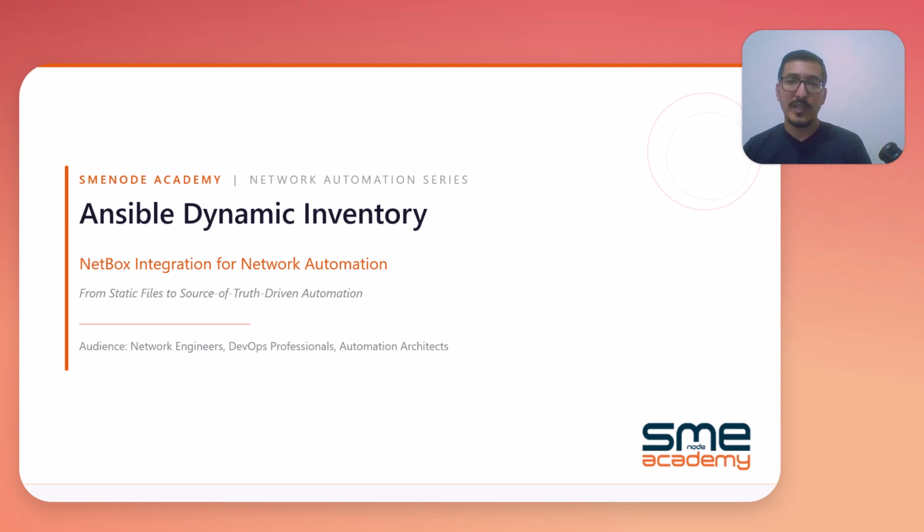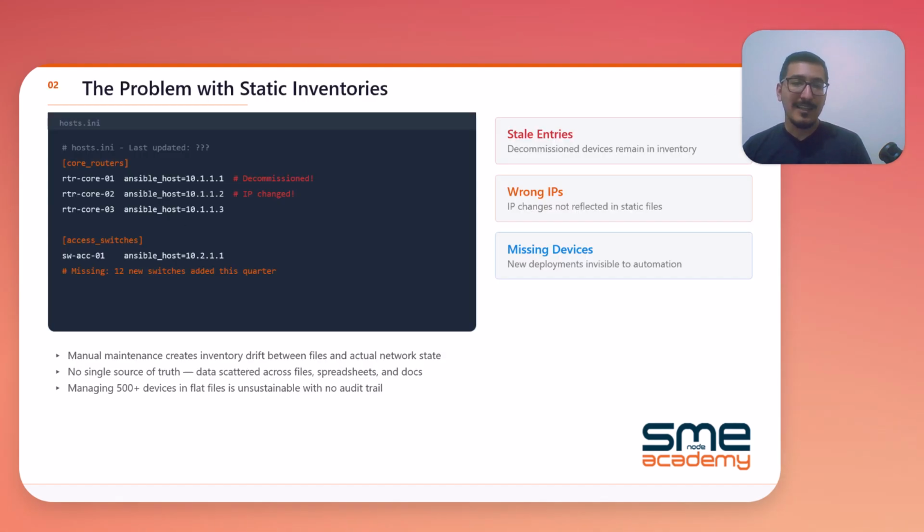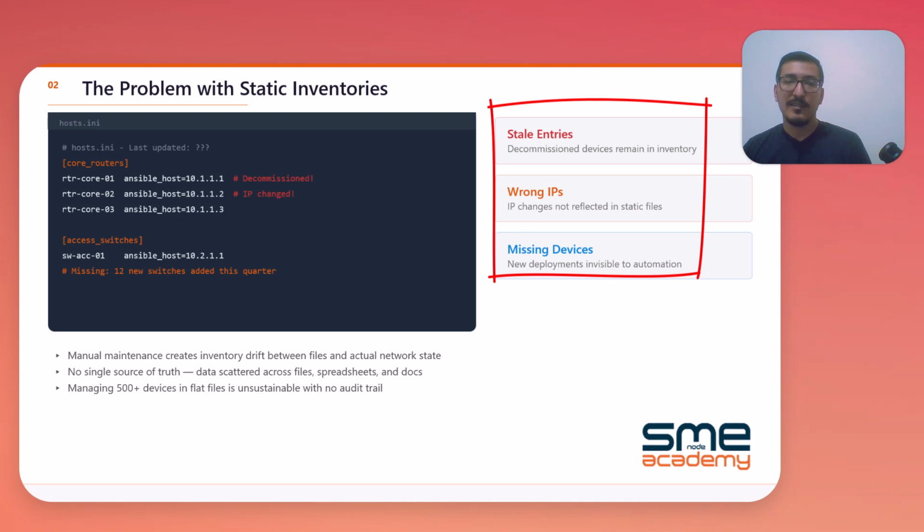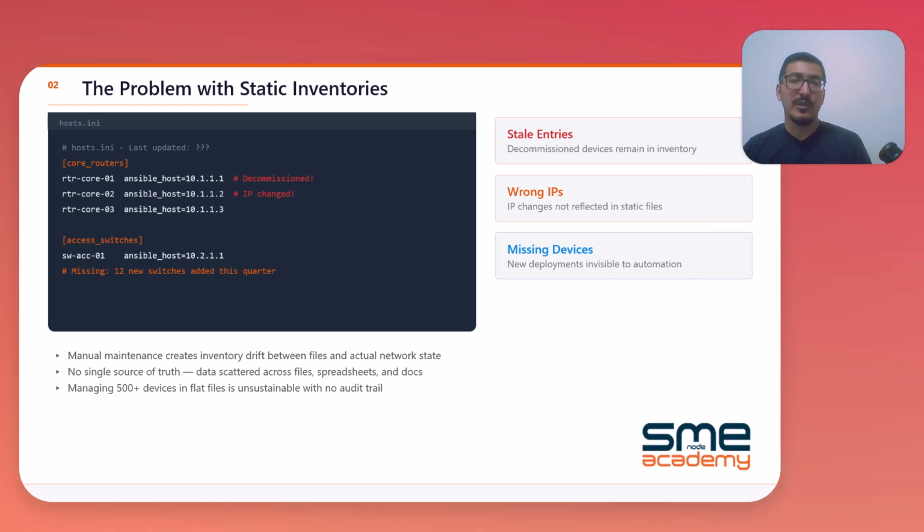And today we are going to talk about how dynamic inventory with Netbox can completely change the way you manage network automation. Static inventory works fine until the network starts growing. New devices get added, IPs change, old devices stay inside the inventory forever. And slowly, your automation no longer reflects the real network. This creates inventory drift, one of the biggest problems in large-scale automation environments.